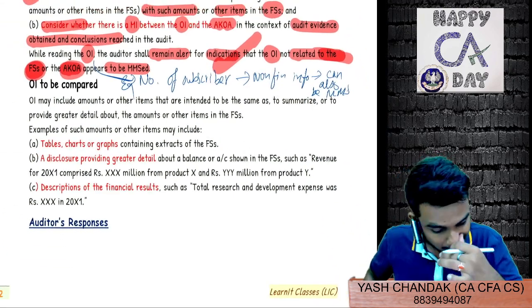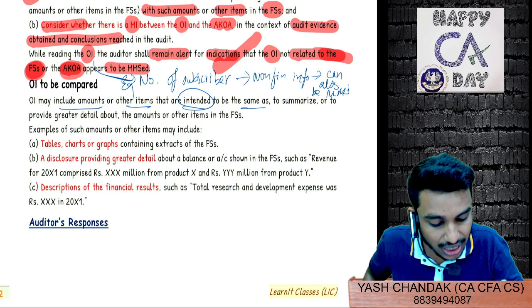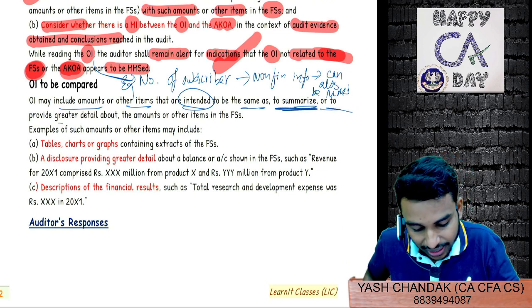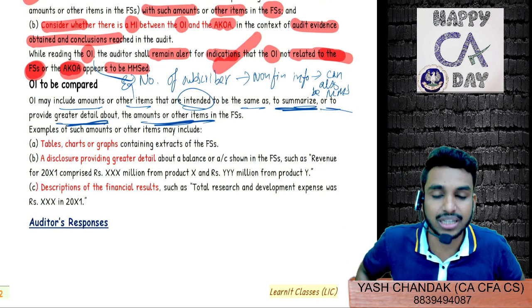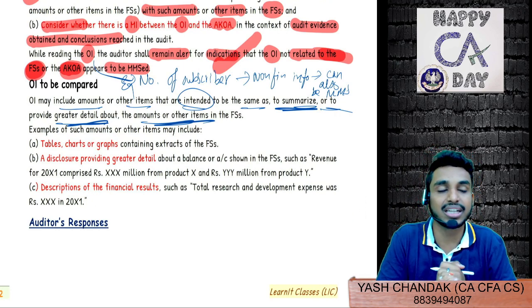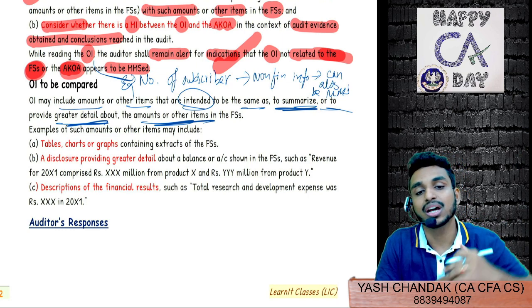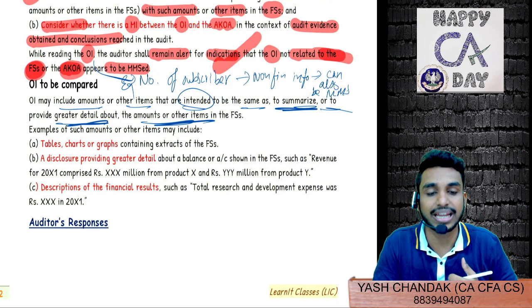Then OI to be compared. OI may include amounts or other items that are intended to be same as, to summarize, or to provide greater detail of the amounts or other items in the FS. So you will have to then clearly see whether each and every detail of the CSR expense is telling the total or not.